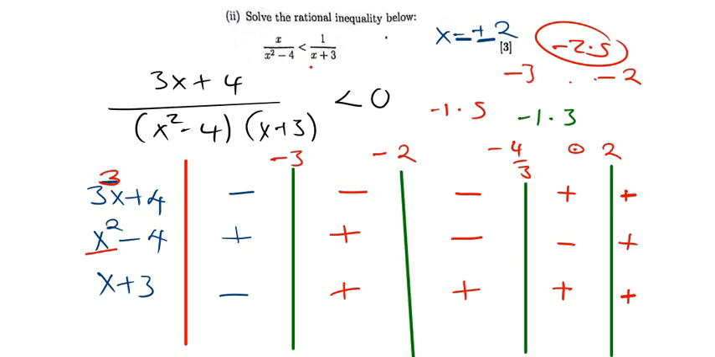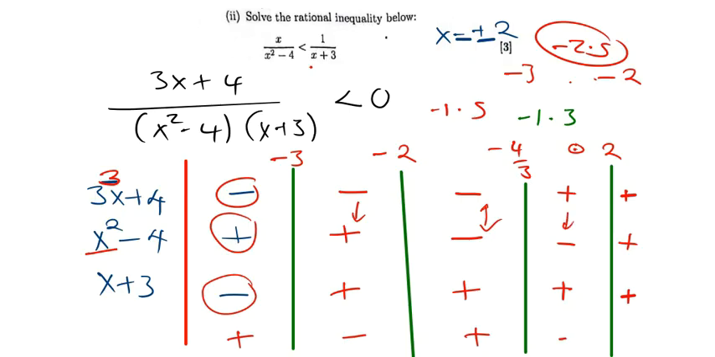Okay? And then if you try to now multiply these signs, negative, positive is negative, times negative, positive. Negative times positive, negative times positive, negative. Negative times negative, positive times positive, positive. Positive times negative, negative. Negative times positive, negative. Positive.